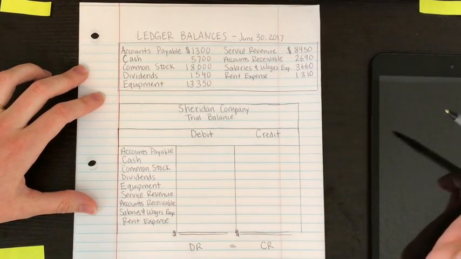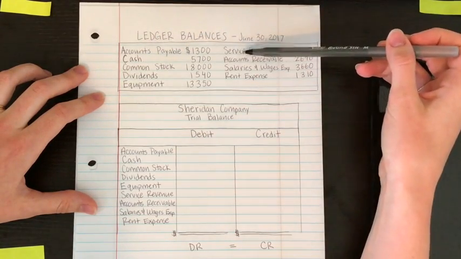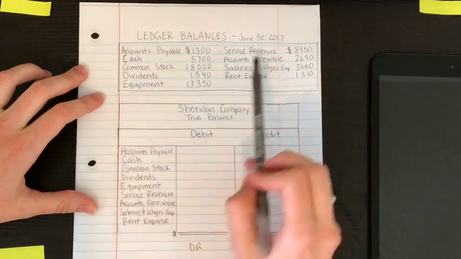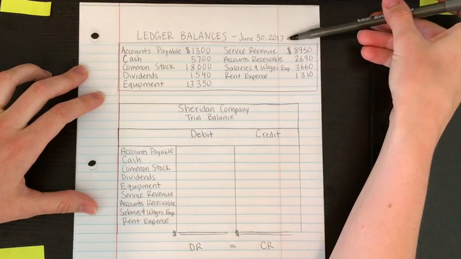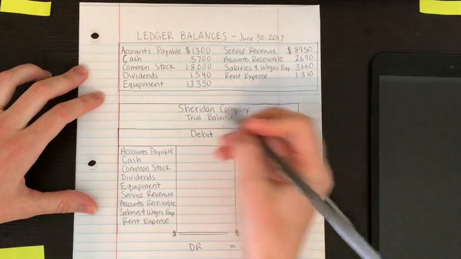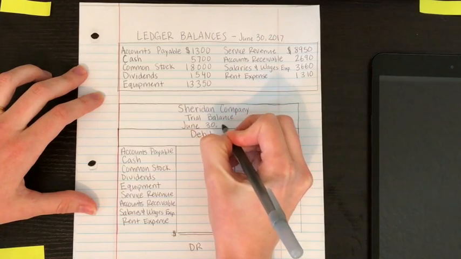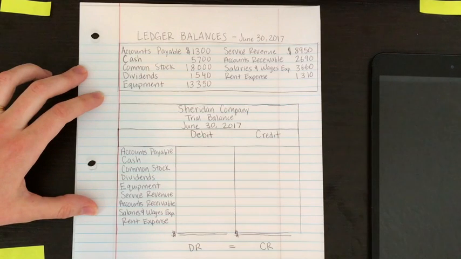The rule for doing a trial balance sheet is to list the accounts in the order from the ledger. I've already done that to save a little bit of time. I just went down the line and listed the accounts. Also, a good thing to note is that the trial balance is at a given time. The information I was given on my homework problem was June 30th, 2017, so you want to make sure that you write in the appropriate date. This is not a period, it is a given time.